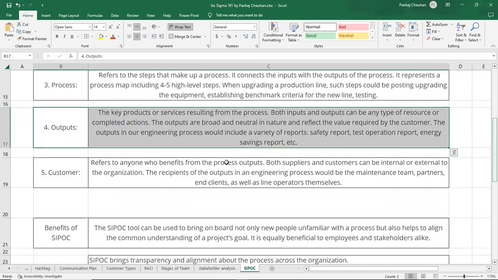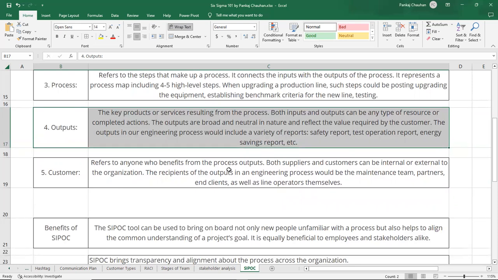Output, the key process or service resulting from a process. So both input and the output can be any type of resources or completed actions. The outputs are broad and neutral in nature, and reflect the value required by the customer. So, what the customer is paying for.